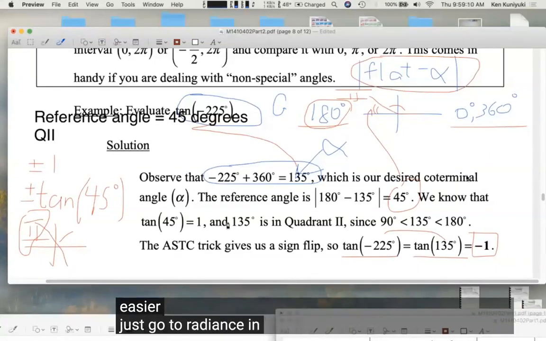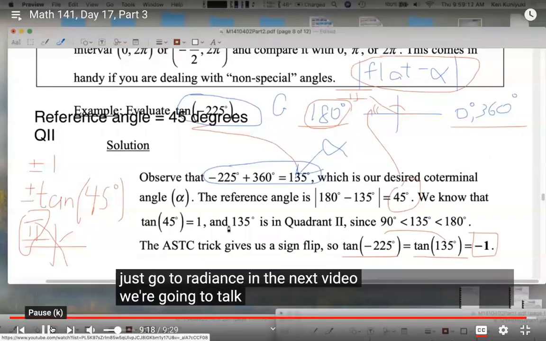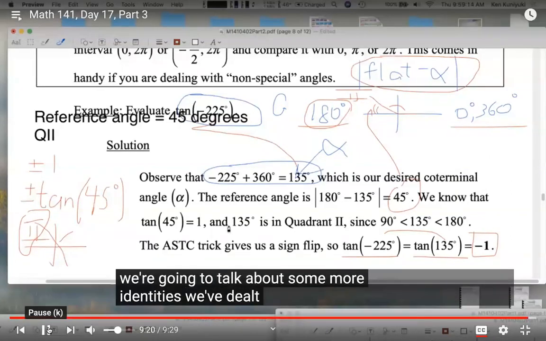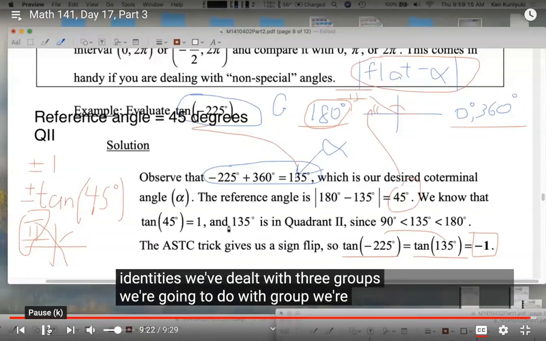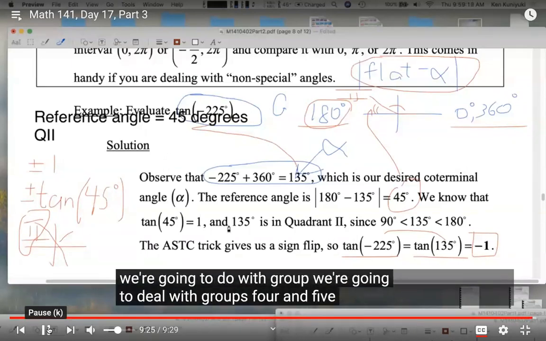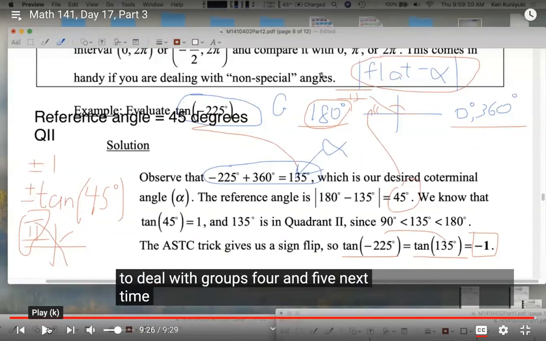In the next video, we're going to talk about some more identities. We've dealt with 3 groups. We're going to deal with groups 4 and 5 next time. Okay, so this finishes basically finding your basic trig values, and we're going to go to the more algebraic identity stuff next. Any questions before we go on? Any questions before we go to the identities and a bit of algebra? All right, feel free to ask questions in chat. All right, let's go on.